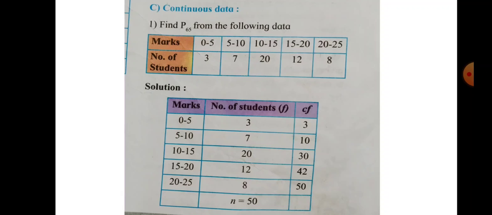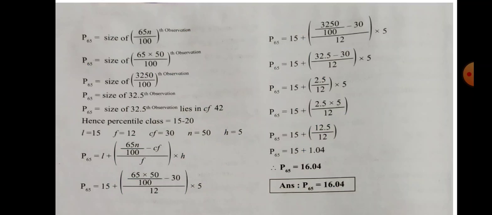So what is the total frequency here? That is the total number of students, denoted by small n. So small n, the total frequency, is equal to 50. Now you have to find P65. Before finding the value of P65, you have to determine the percentile class for P65.